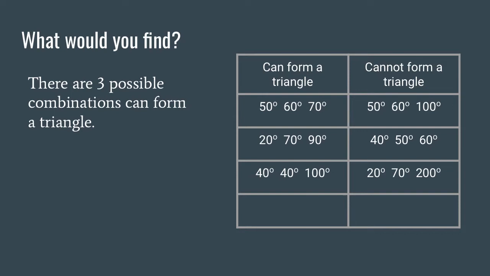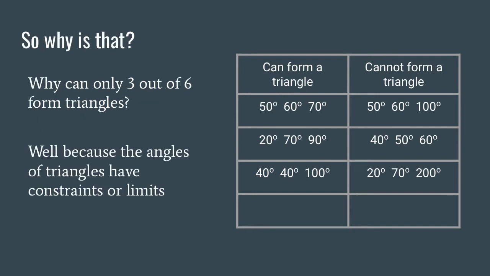Well, if you actually constructed those triangles, you would find that there are three possible combinations that can form a triangle. So these three will form a triangle. These three will not form a triangle. So why is that? Why can only 3 of the 6 form triangles? Well, because the angles of triangles have constraints or limits.